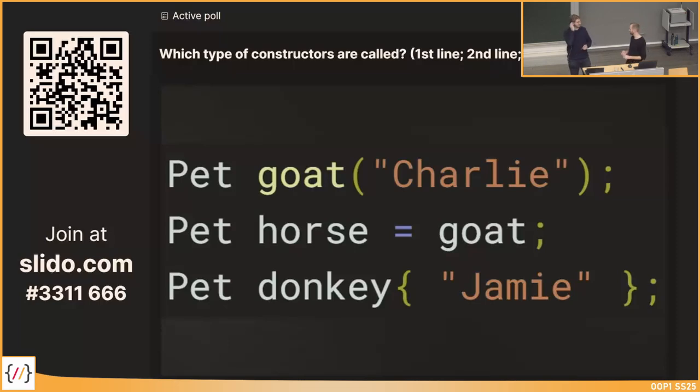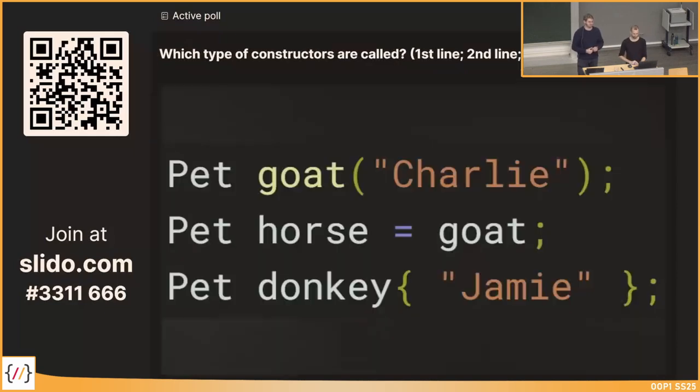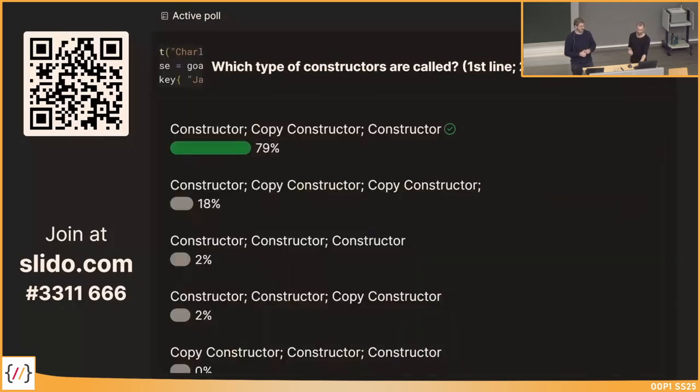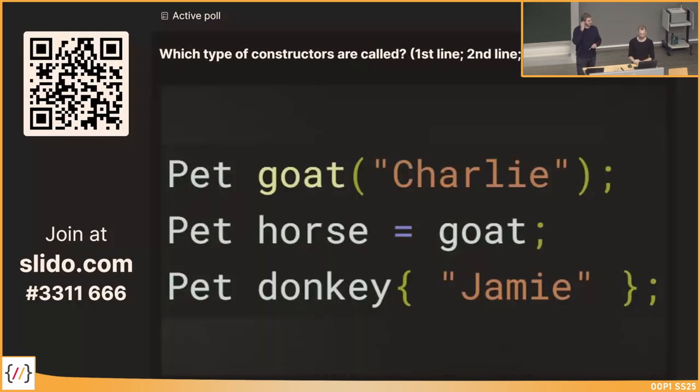I think the first one is the easiest one. So let's see what you have voted. The first one is a simple constructor. Then the second one is a copy constructor, because we have this assignment. And the third one is, again, a simple constructor. It's not a copy constructor because it's not an existing object we have here. It's just the name. And this is basically, again, the simple constructor we are calling.